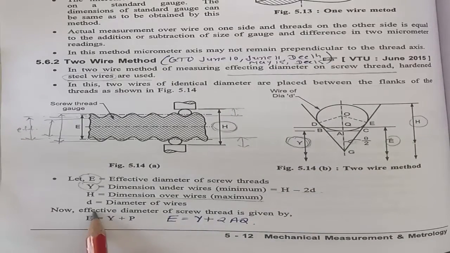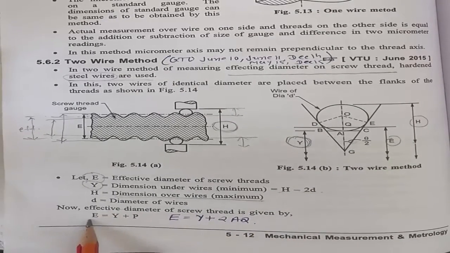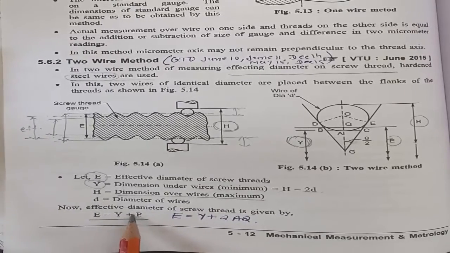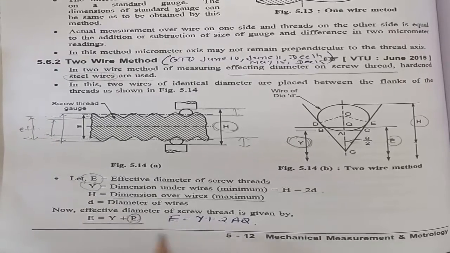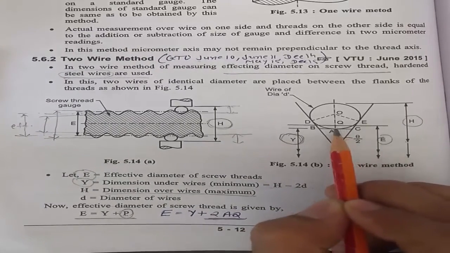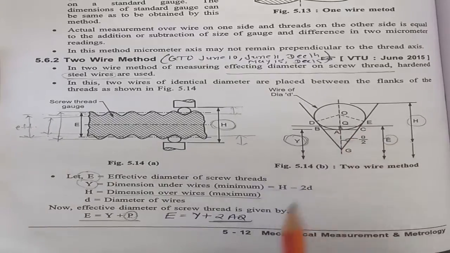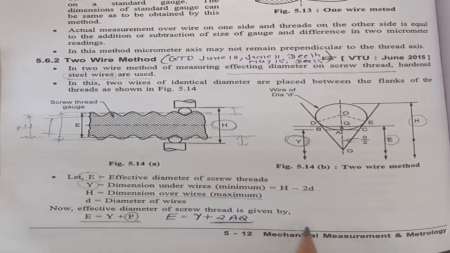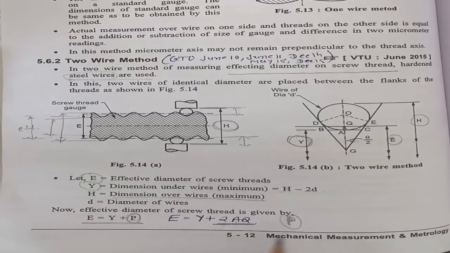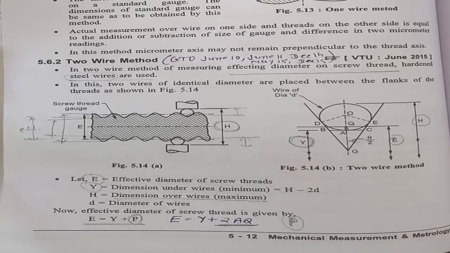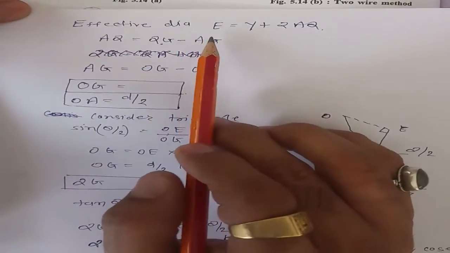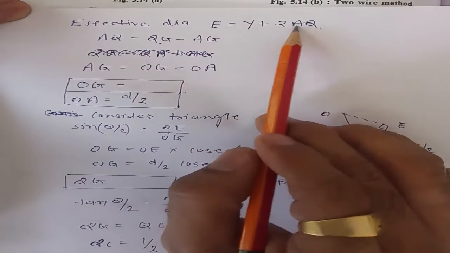Now what we have to find: the effective diameter of the screw thread is given by, this is standard, E is equal to Y plus P, where P is a constant, and P is equal to 2AQ. These things you have to remember, 2AQ, this distance. So P is equal to 2AQ, P is constant, and we have to find this P. So E is equal to Y plus 2AQ.